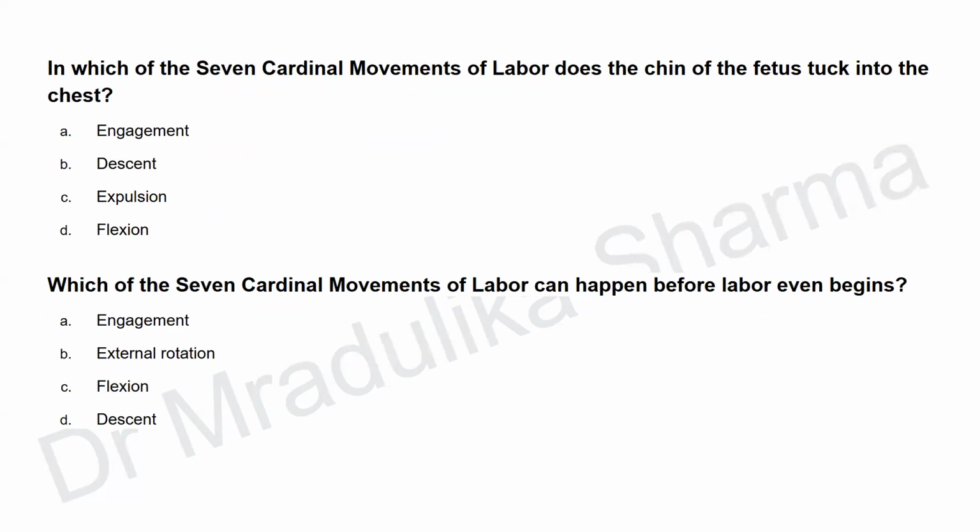Now, which of the 7 cardinal movements of labor can happen even before the labor begins? Now, it is basically engagement, external rotation, or the flexion or the descent. It's basically a descent which is happening even before the labor begins. Engagement happens, or even the answer is engagement, because in the primigravida, engagement even happens before the labor begins. So the answer is A here.